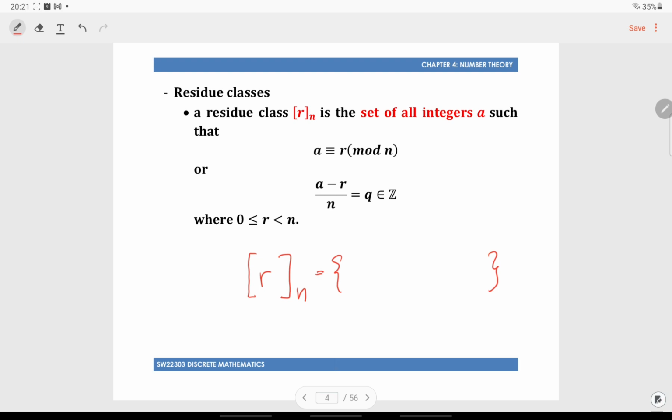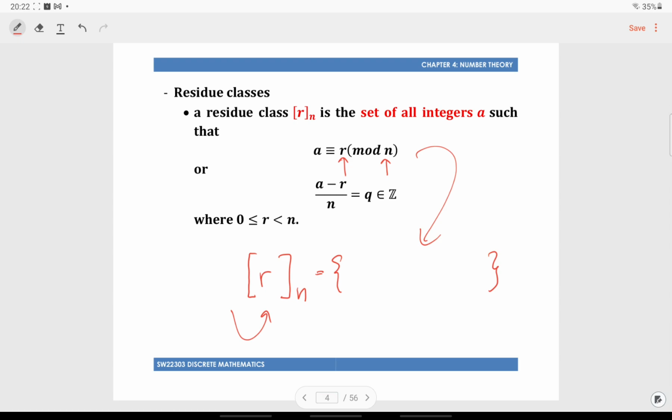The set of what? The set of all integers A such that A is congruent to R modulo N. So any integer A that satisfies this congruence relation belongs to this set. It doesn't matter whether it is negative, 0, or positive. Any A that is congruent to R mod N belongs to this residue class of R modulo N.